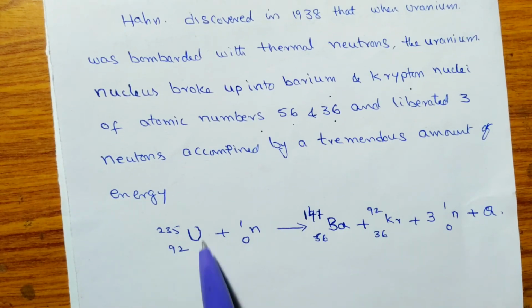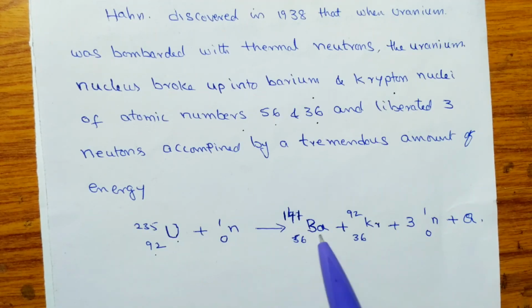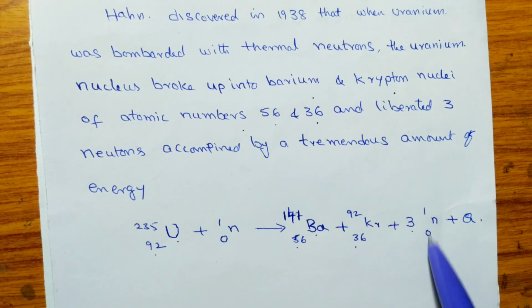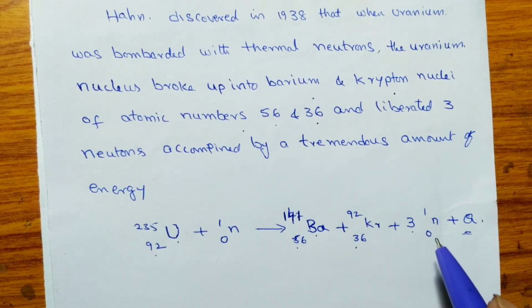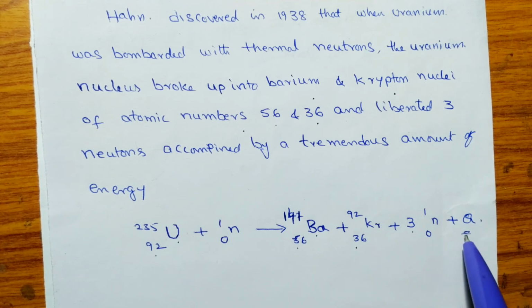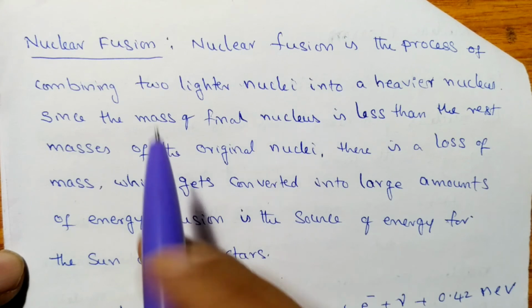Now this is uranium. The atomic number is 92. When this uranium is bombarded with a neutron, it gives barium of 56 and krypton of 36 plus 3 neutrons. If we add this, plus it releases some Q. Q means some quantity of heat. During this reaction, it releases 3 neutrons at every cycle and releases a heavy heat. The maximum quantity of heat is Q.